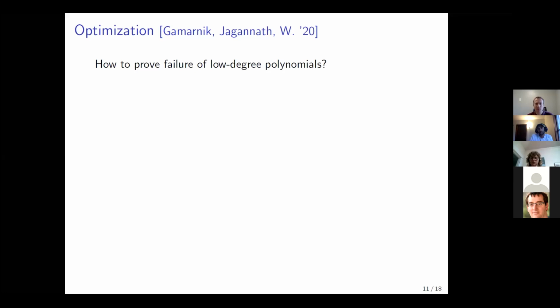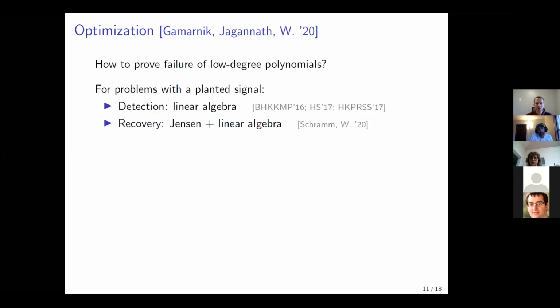Okay, so how do we prove failure of low degree polynomials? It's already been well established that for problems with a planted signal, there are methods to do this. And in these cases, it actually boils down to a fairly simple linear algebra computation. So you can directly write out a criterion for polynomials to exist, and it just boils down to a linear algebra problem. Specifically for detection, it turns out you need to take some kind of likelihood ratio and project it onto the space of low degree polynomials. So these are straightforward, explicit calculations that you can do. Whereas for random optimization problems, it does not seem that these types of techniques work. And so we instead will use this indirect approach.